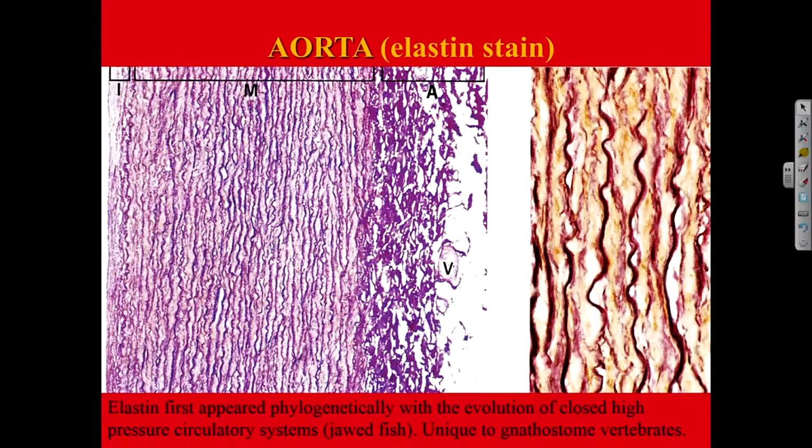And it was thought to appear in the jawed fish because it's associated with a high pressure circulatory system. That's when we start to get a more advanced circulatory system with a robust heart that's pumping blood at a high pressure. So you can imagine you've got a heart and blood vessels contracting and expanding, how many times a minute. That's going to break after a while if it's not elastic.